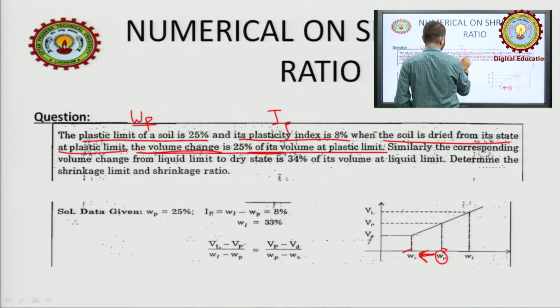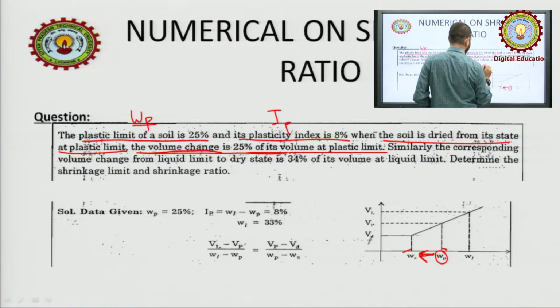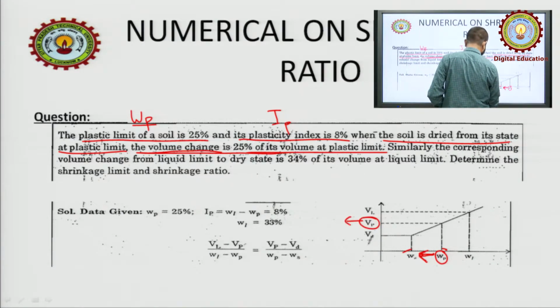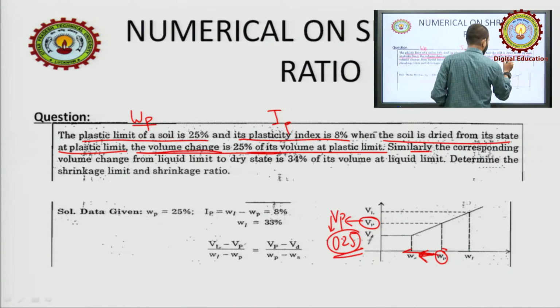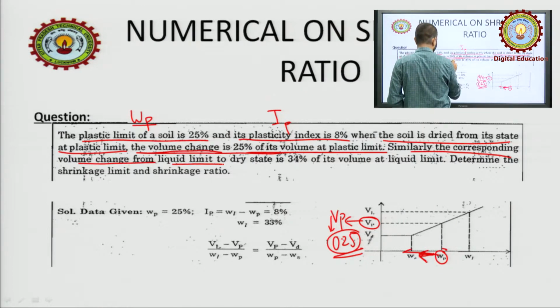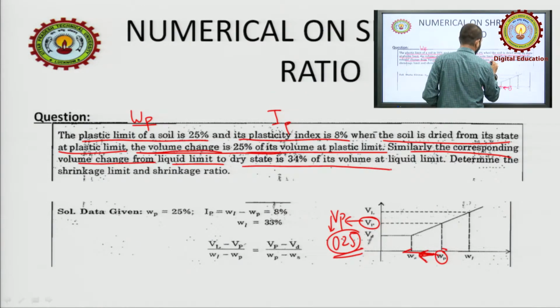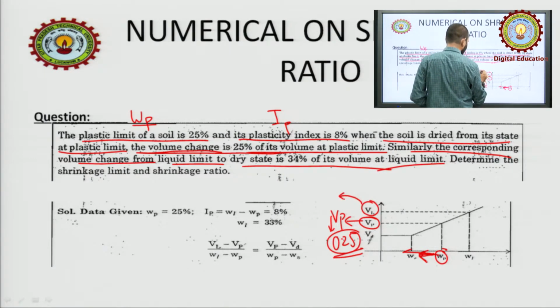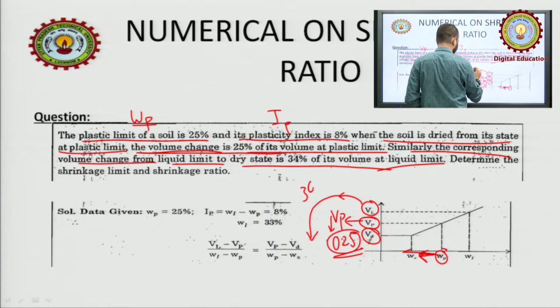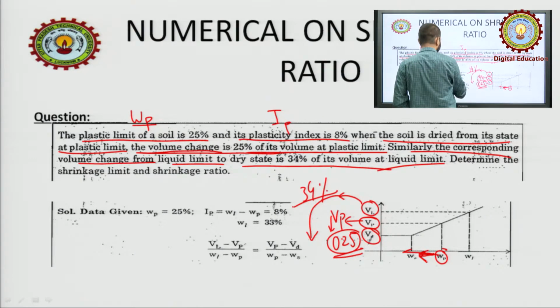The volume change is 25% of its volume at plastic limit. It means the volume at plastic limit, if it is Vp, as soon as we move from here to here, its volume changes by 25% or 0.25 fraction. From here to here, 25% volume decrement will be caused. Then similarly, the corresponding volume change from liquid limit to dry state is 34% of its volume at liquid limit. This means from VL, if we decrease from here to here, to Vs, how much decrease is there? 34% decrement can be seen, because it is written to dry state.